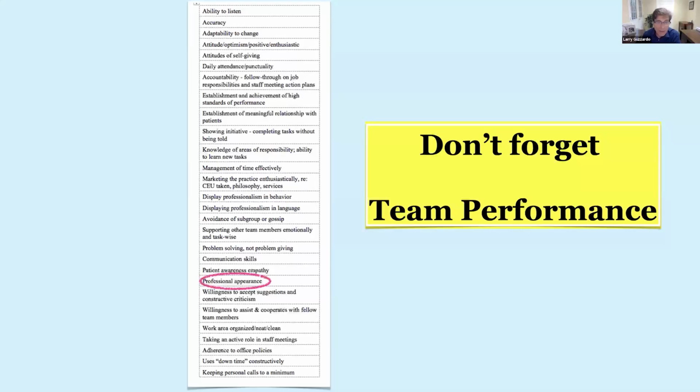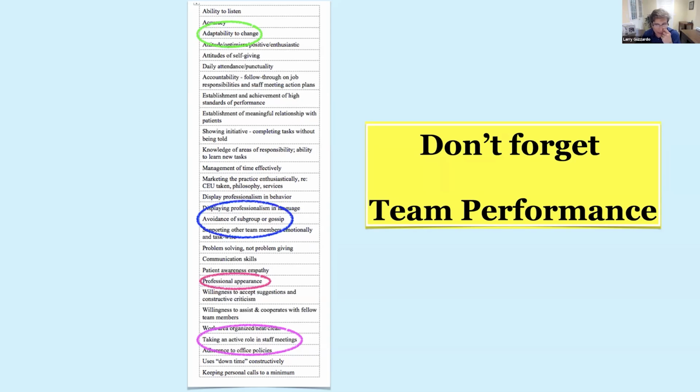I put things in there about their professional appearance and their adaptability to change and taking on an active role in staff meetings. These are areas where we get ourselves into a lot of trouble. Someone can be really good, but they showed up with a snake tattoo around their eyes that went across their neck, and now kids are scared and screaming when this assistant walks into the room. So we talk about these things.